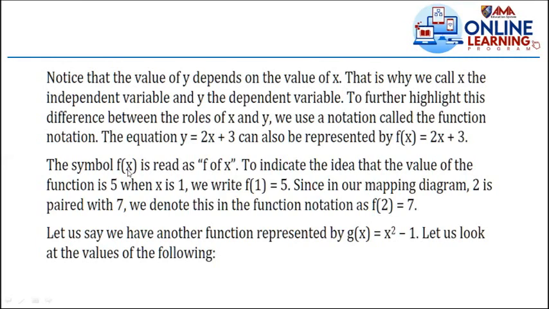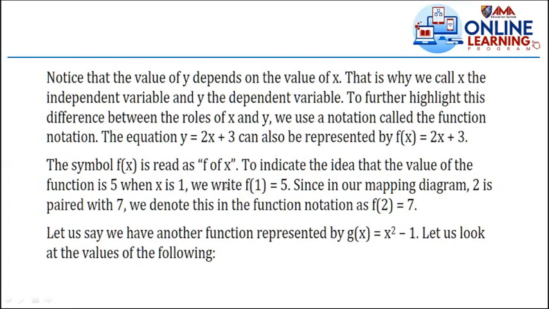F of x, or the function of x, is used to indicate the idea that the value of the function is 5 when x is 1, we write f of 1. Okay, ito na yung value natin. If the value of x is equal to 1, 2 times 1 is 2 plus 3 is 5. So since in our mapping diagram 2 is paired with 7, we denote this in the function notation as the function of 2 or f of 2 is equal to 7.